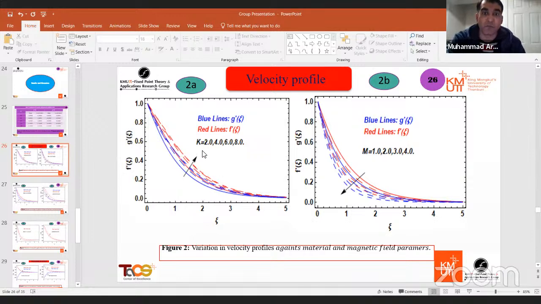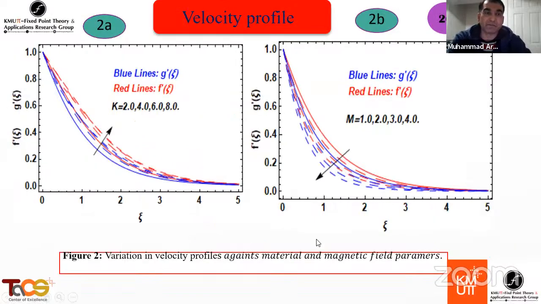So in the case of the material parameter, the primary and secondary velocities show an increment. It is due to the fact that when we stretch the surface, the material parameter of the fluid enhances the velocity in both cases, primary and secondary.